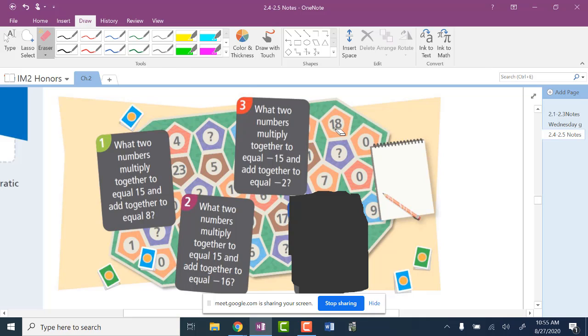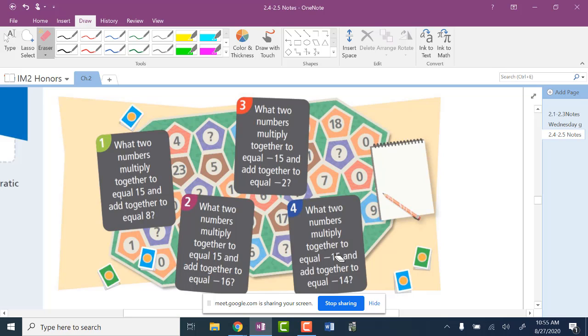Boom, next one. Wait, this is the same. It's negative 15, then adds together to be negative 2. Negative 5 and positive 3. A lot of people put negative 3 and positive 5 first. Yes, good. Then the last one, boom. Multiplies to negative 15, but adds to negative 14.